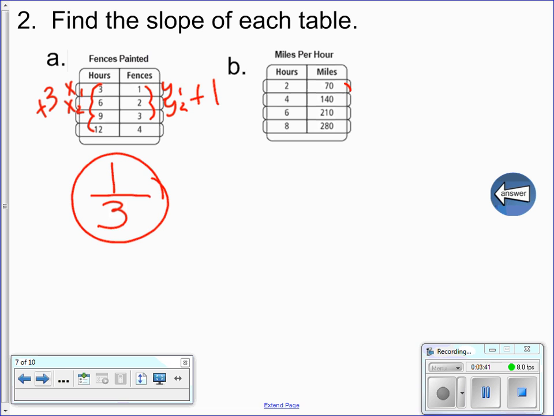So over here, what's happening? This is going up by 70. Over here, this is going up by 2. So my slope is 70 over 2, which is 35.